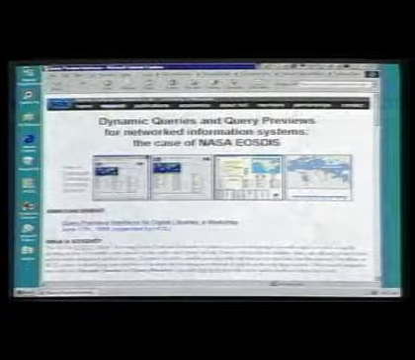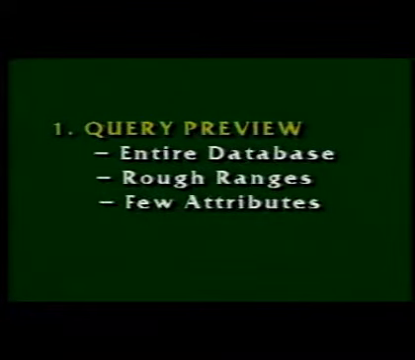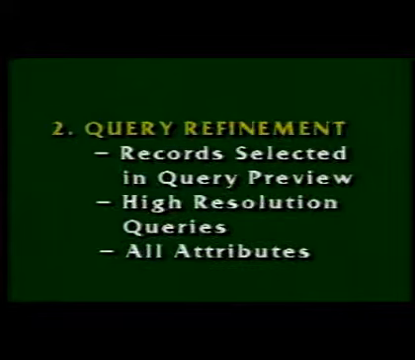To keep real-time interaction under those conditions, we propose a two-step approach. In the query preview, users query the whole database by specifying rough ranges over only a few attributes. This is the focus of this video. In the query refinement, users narrow the result set using higher resolution queries over all attributes.